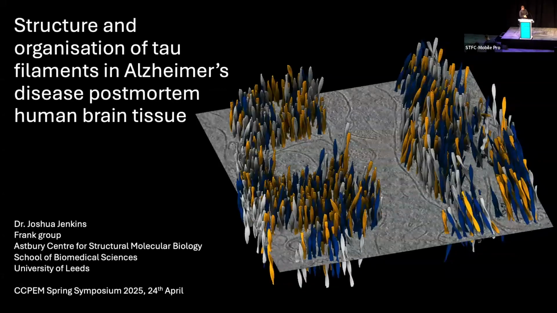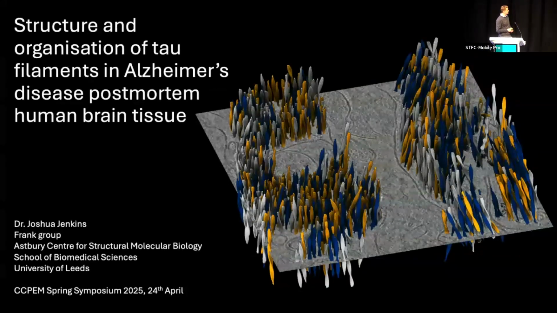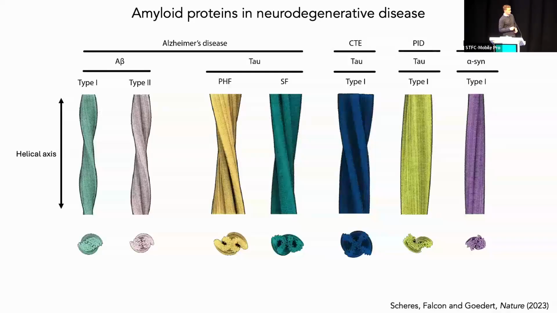Thank you for the introduction. So today I'm going to show the first visuals of amyloid pathology resolved by cryo-ET within the context of Alzheimer's disease postmortem human brain tissue. Just going to start with a quick primer to neurodegenerative disease and amyloid.